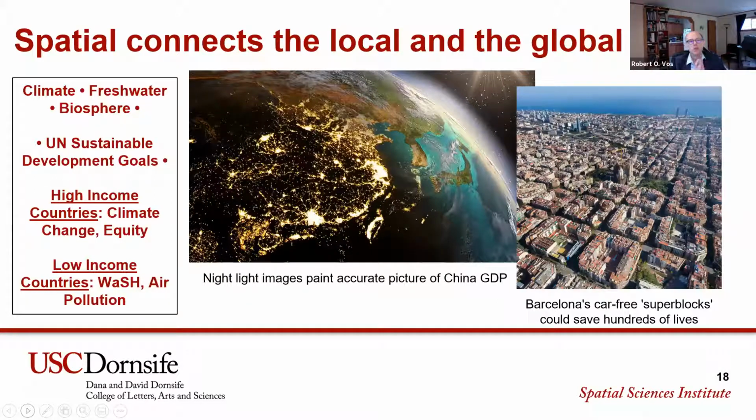And so, when we think about sustainability, we really want to think about the need to connect the local and the global. The old slogan for sustainability used to be, think globally and act locally. But I think what we realize now is that we need to both think and act globally and locally, right? Both globally and locally. And so the spatial provides this ability to connect across scales, which is really, really critical, right? So you can see here on the left in this image, nightlight giving us an accurate picture of GDP in China.